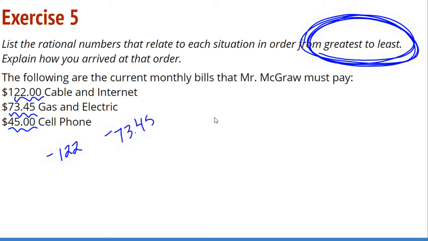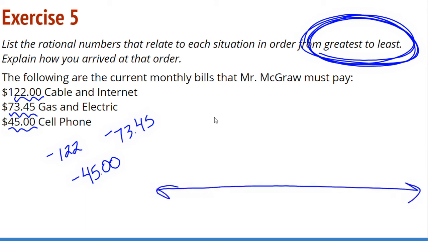So I'm going to represent them as the negative numbers that they are, taking money away. So now I need to put them in order from greatest to least. Well, these are all 3 negative numbers. So I know that I'm working over here on this left side of 0. And the question is, which one of these is closest to 0 and which one is the farthest away?